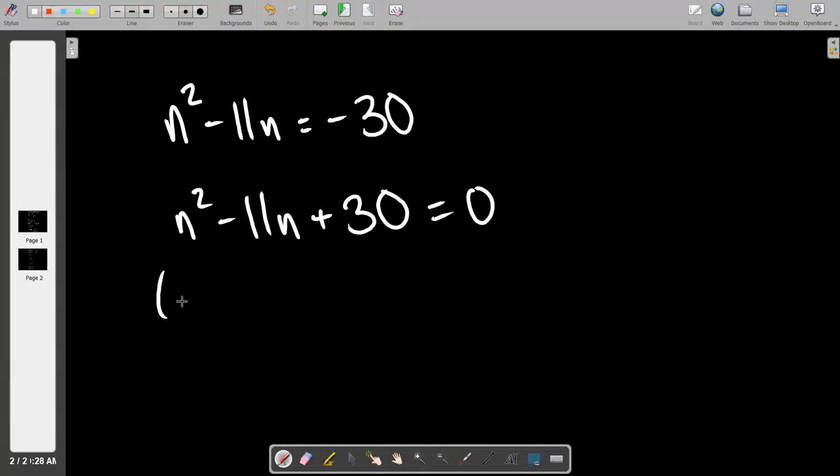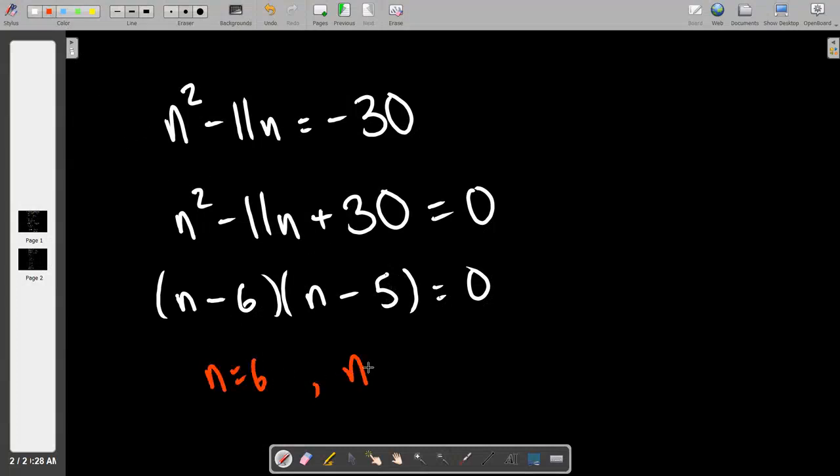What are the factors? It'd be n and n. They're both minuses. They're 5 and 6. What are the solutions? Positive 5 and positive 6. There you go. And you'll coach that out of yourself.